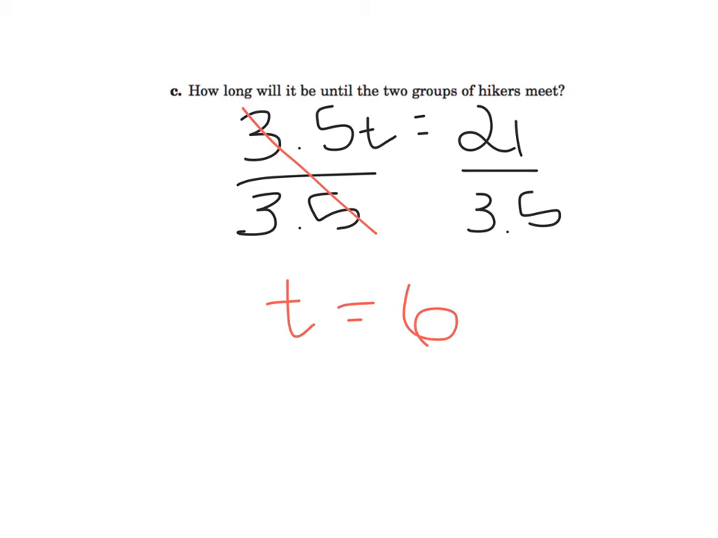And if we look back on it, it said miles per hour. So we know that the time needs to be in hours. So it was 6 hours. And that's all.